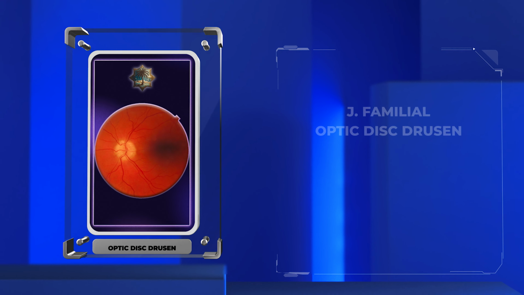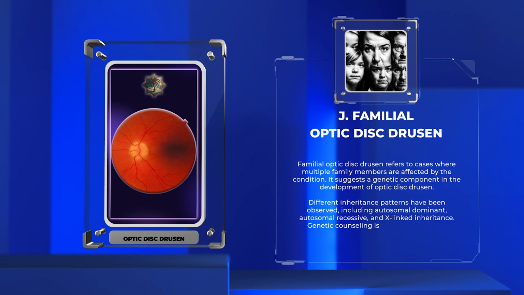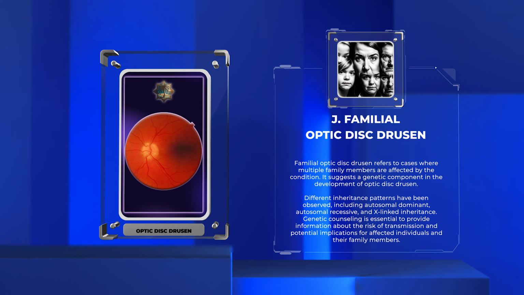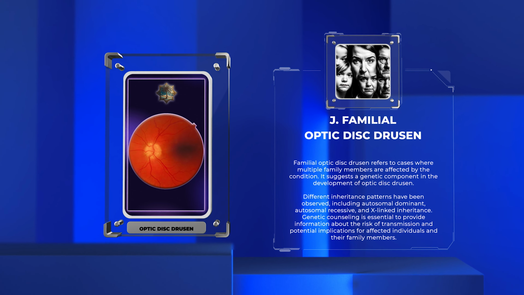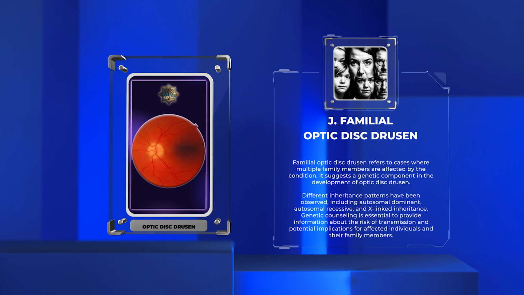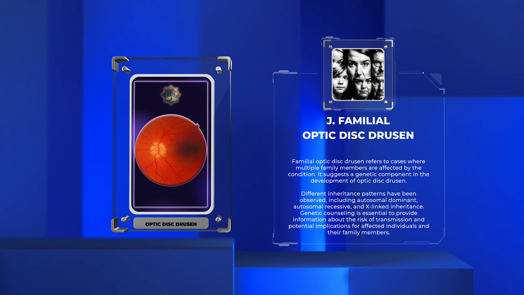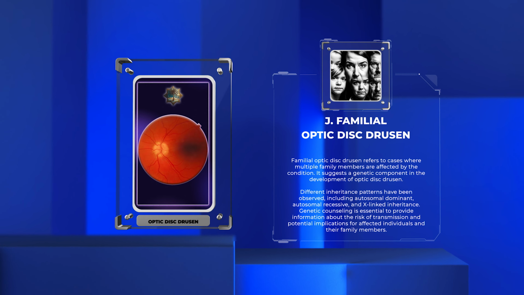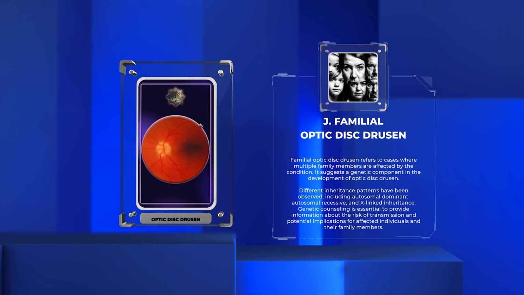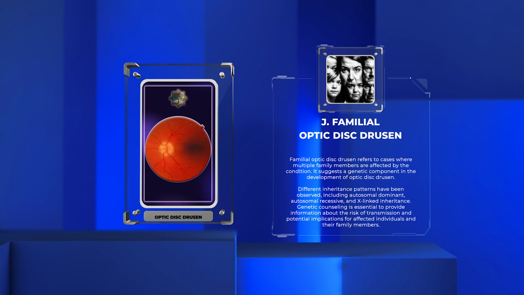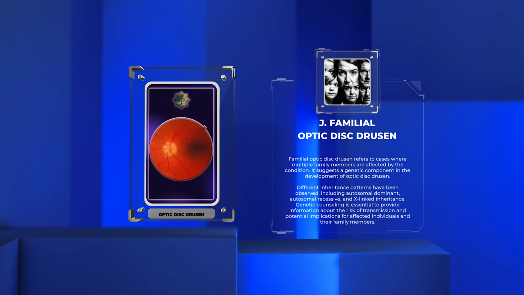Familial optic disc drusen refers to cases where multiple family members are affected by the condition. It suggests a genetic component in the development of optic disc drusen. Different inheritance patterns have been observed, including autosomal dominant, autosomal recessive, and X-linked inheritance. Genetic counseling is essential to provide information about the risk of transmission and potential implications for affected individuals and their family members.